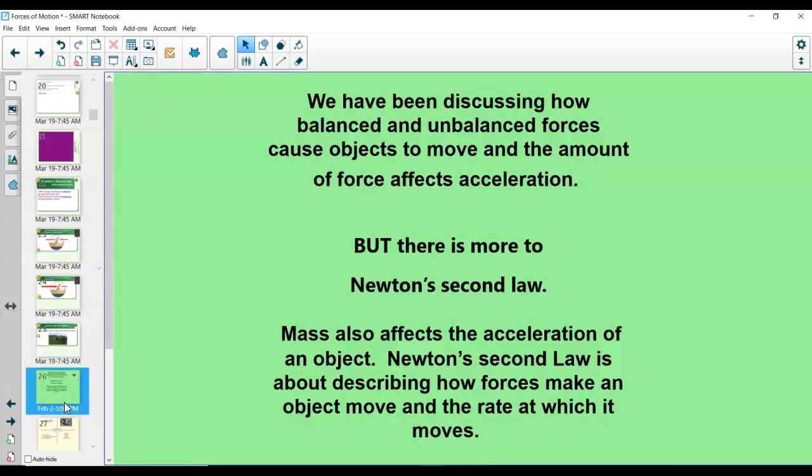We've been discussing how balanced and unbalanced forces cause objects to move, and the amount of force affects acceleration. But there's more to Newton's second law. Mass also affects the acceleration of an object. Newton's second law is about describing how forces make an object move and the rate at which it moves.